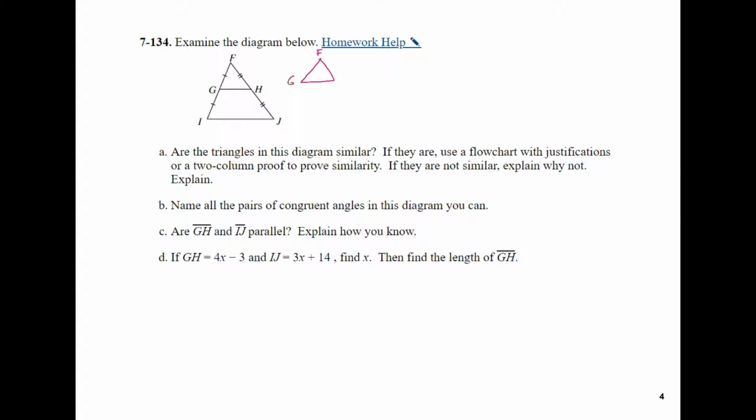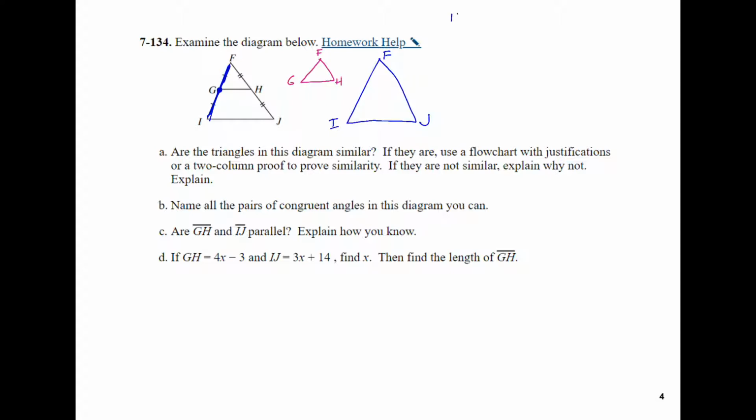Looking at these two triangles, the first thing I'm going to do is separate them into two smaller triangles. So I have triangle FGH, and then I have a larger triangle FIJ. Looking at these two triangles, I know that line segment FG is congruent to line segment GI, which must mean that G is a midpoint. I also know that line segment FH is congruent to line segment HJ. So I am going to assume that I can prove these similar, and I'm going to start writing a flowchart.